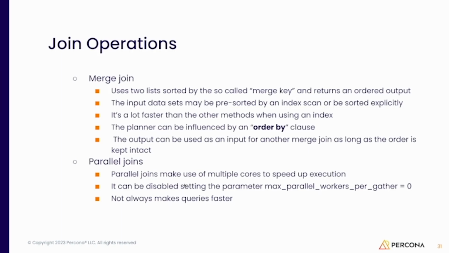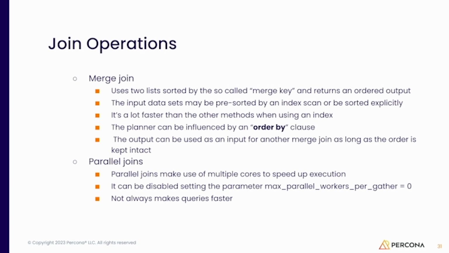And the merge join also helps when we're using order by. The database can use the index and the merge join to order the result and return it to the user.